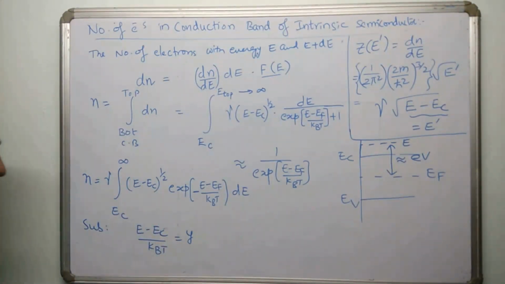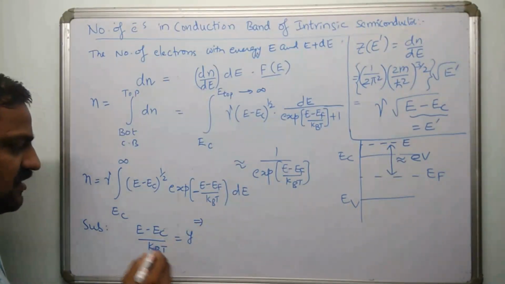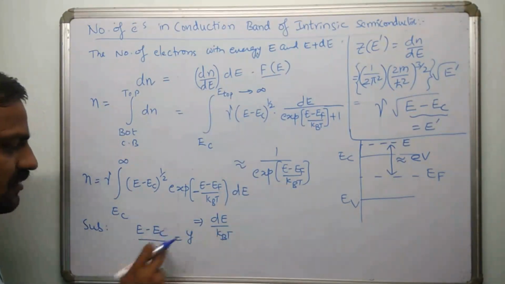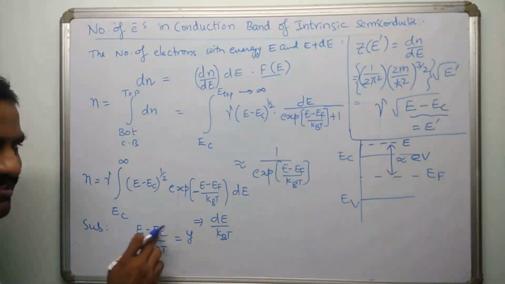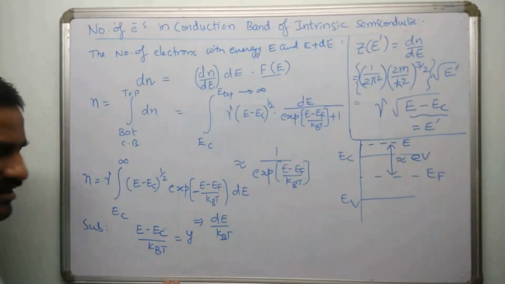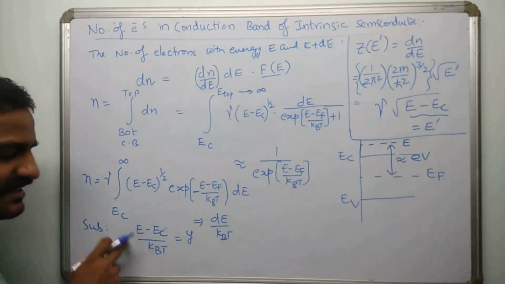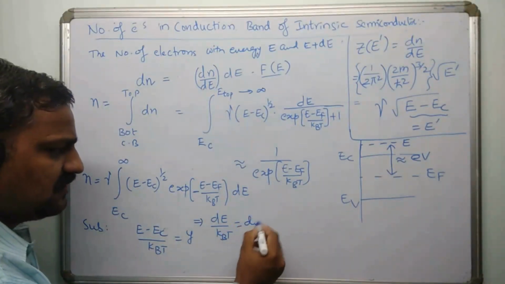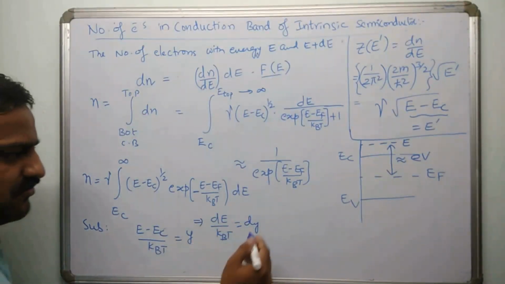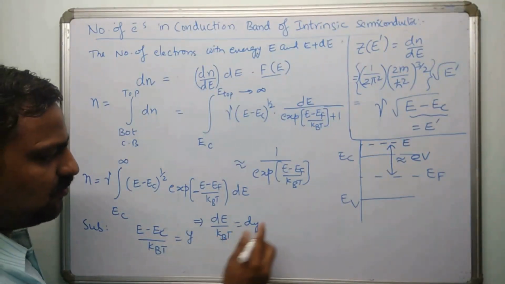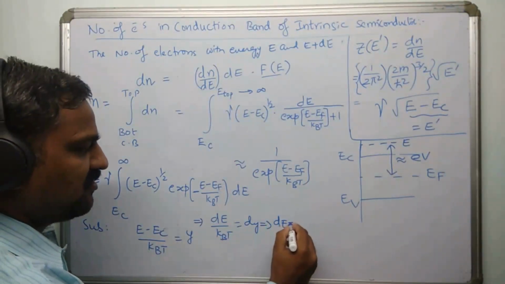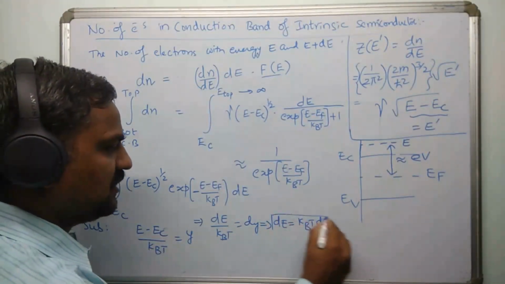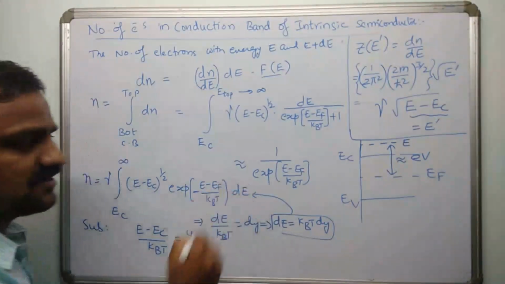As the substitution is made like this, simply differentiate. It is going to be dE divided by kBT. I have differentiated on both sides. EC is a constant, so its derivative is 0. So dE's derivative is dE, and kBT is anyway a constant. So dE by kBT is equal to dy. This is the substitution for dE and y. So finally, I can write dE is equal to kBT times dy. This is what I'm going to substitute in place of dE.